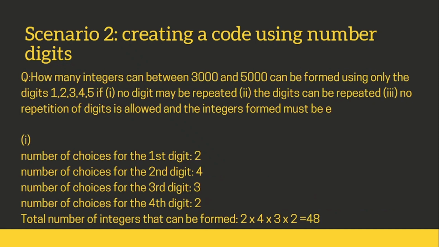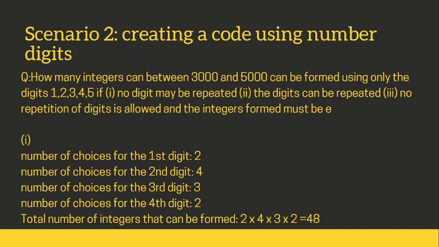Next question is how many integers between 3000 and 5000 can be formed using only the digits 1, 2, 3, 4, 5. Part 1, no digits can be repeated, and part 2, the digits can be repeated. Part 3, no repetition of digits is allowed, and the integer formed must be even. Okay, we solve part 1 first.